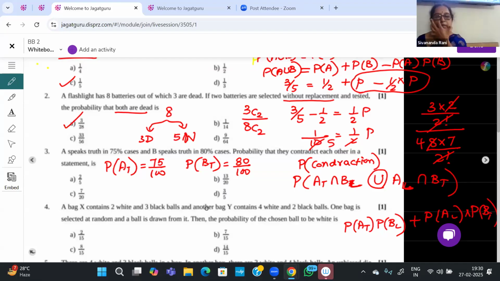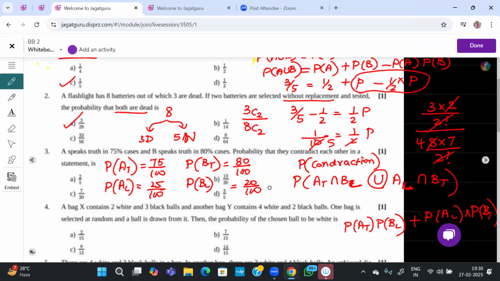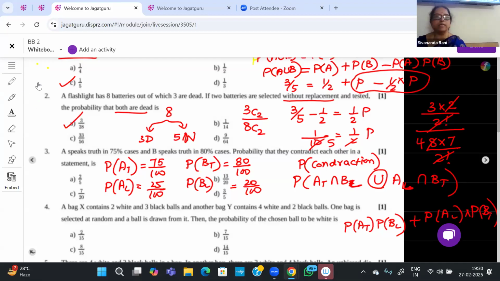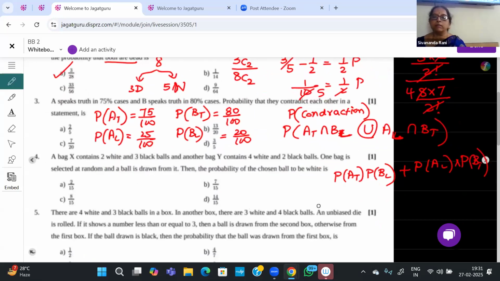Can you fill these and find out? Of course, we can make out the probability of A lying is 25 by 100. It's 7 by 20. What did you get, Nisha? 7 by 20 you got. Anyway, it's one of the options, but let's see what others have got to say.